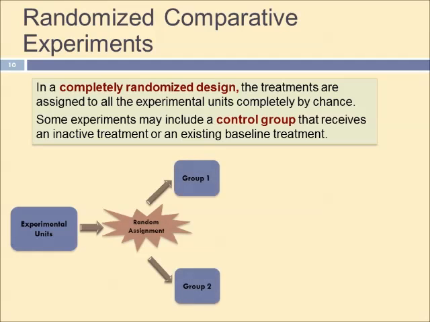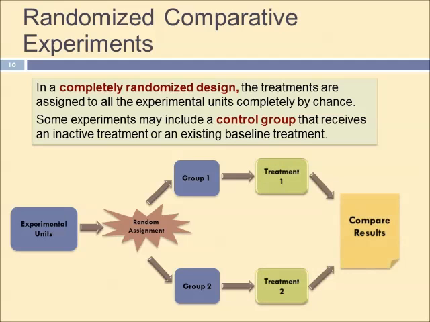So we take the experimental units, we randomly assign the groups, the people or the subjects in this case, into two groups. We apply the two treatments, we get responses, and then we compare the results.